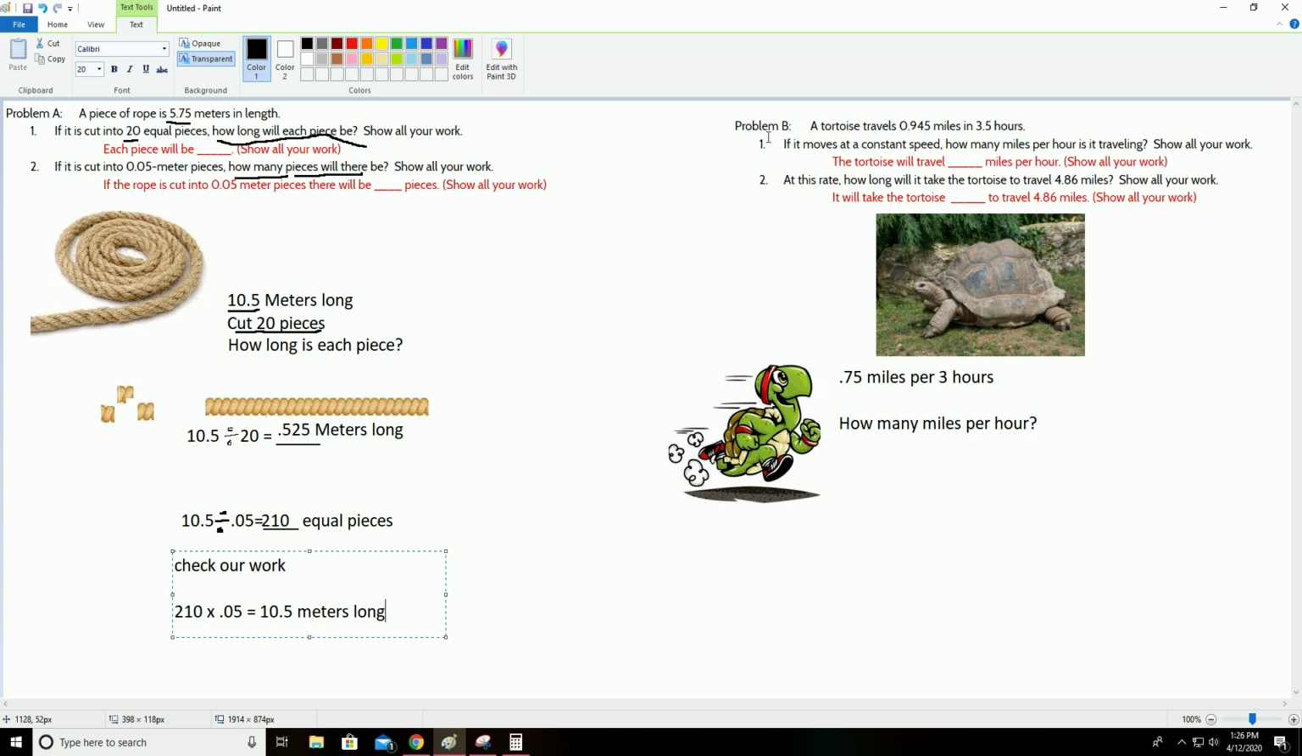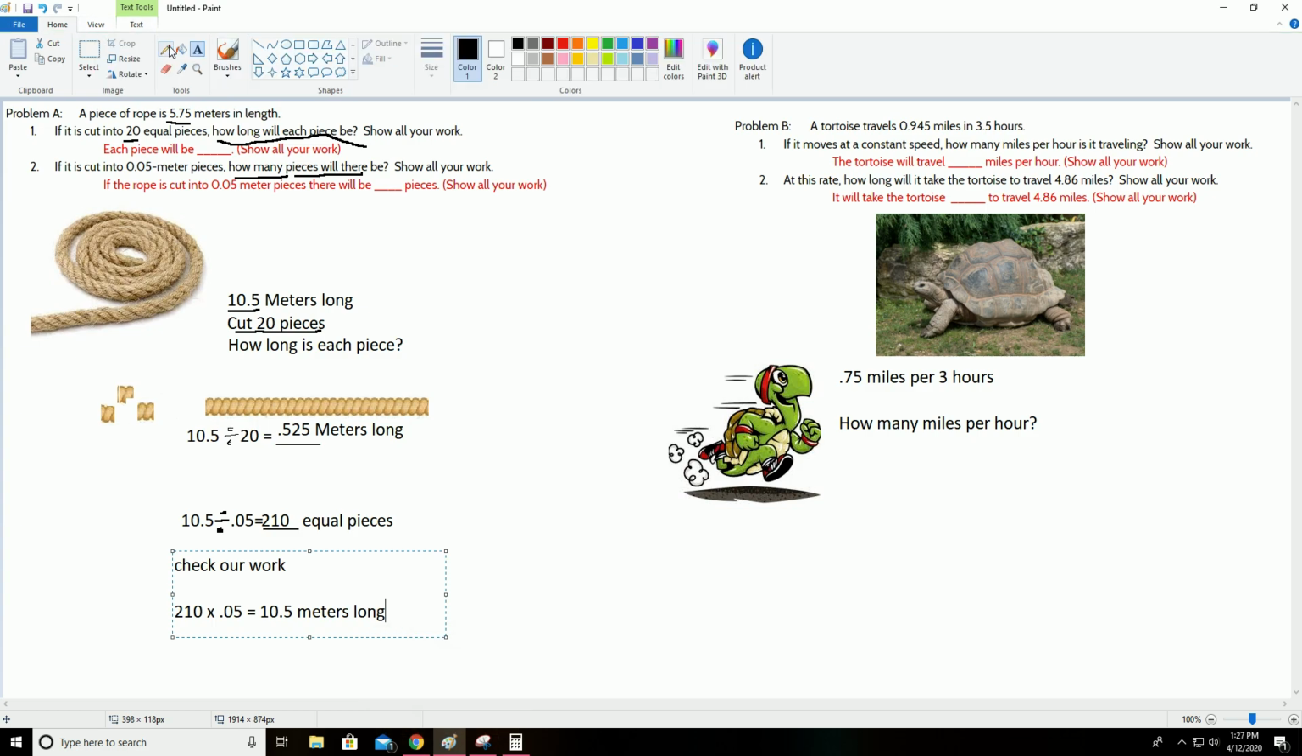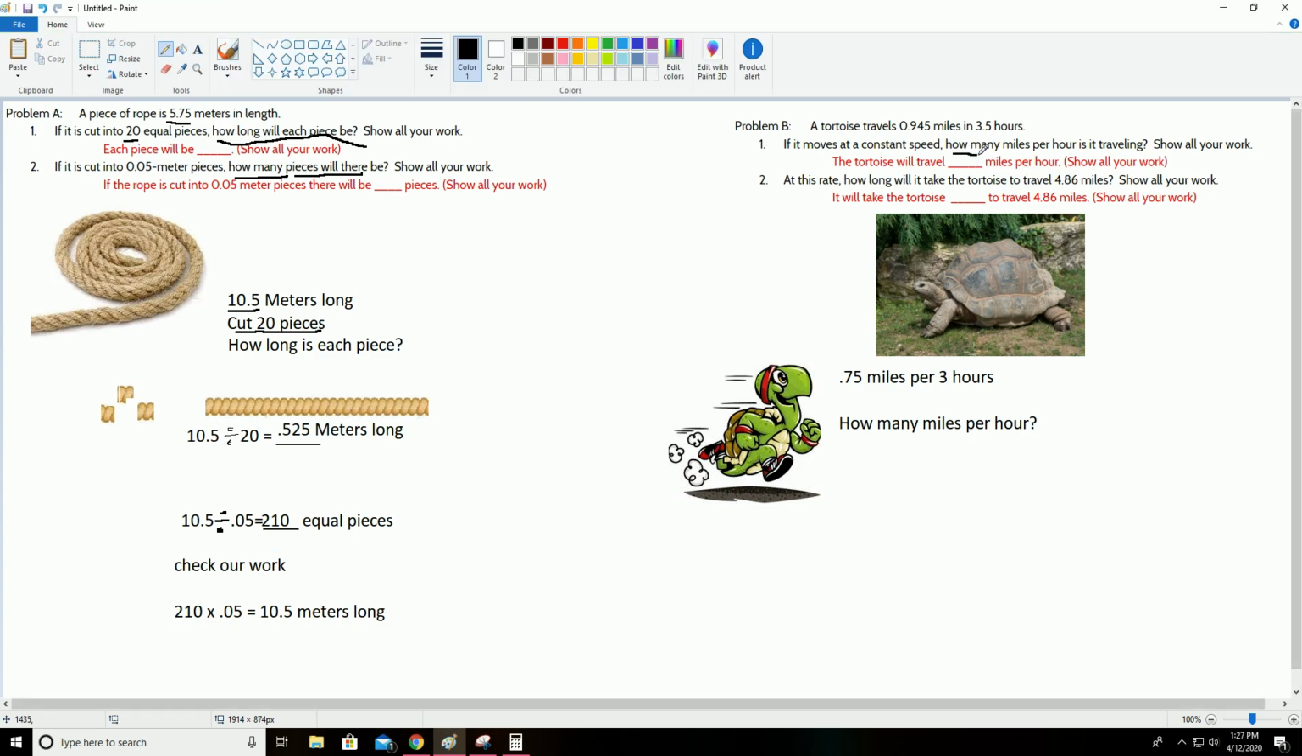All right, I'm going to go on to problem B. A tortoise travels 945 thousandths of a mile in 3.5 hours. If it moves at a constant speed, how many miles per hour is it traveling? Okay, so I have a sample problem here. Here's something I want to point out. This is what we want to answer. How many miles per hour? How many miles per hour are we traveling? We know that the tortoise traveled 945 thousandths of a mile in 3.5 hours.